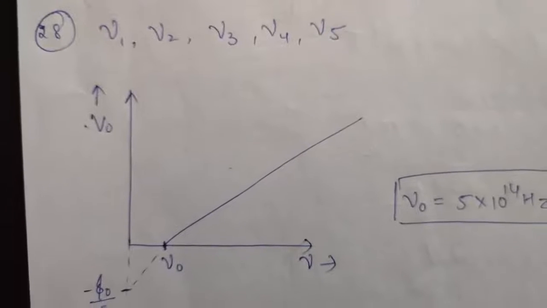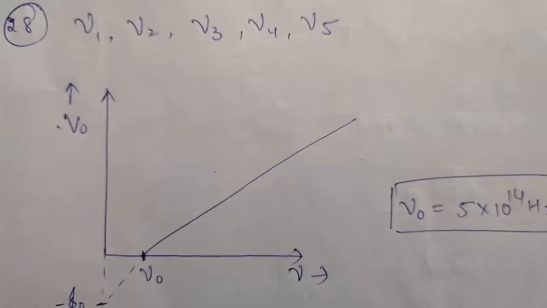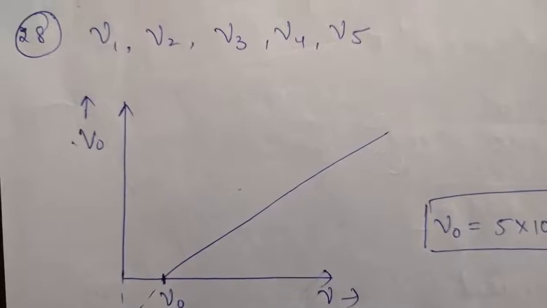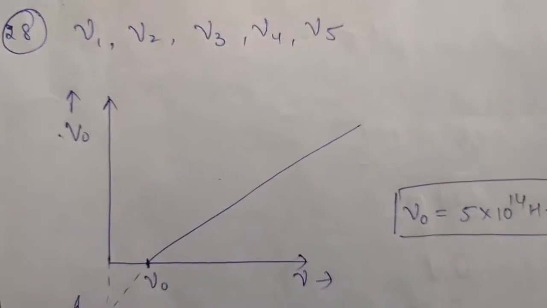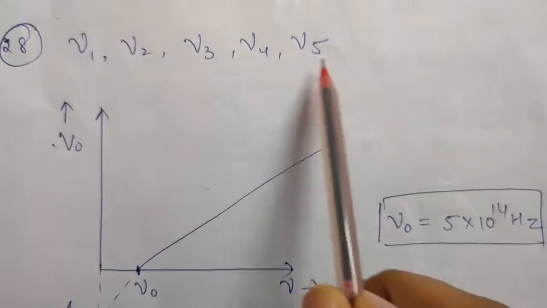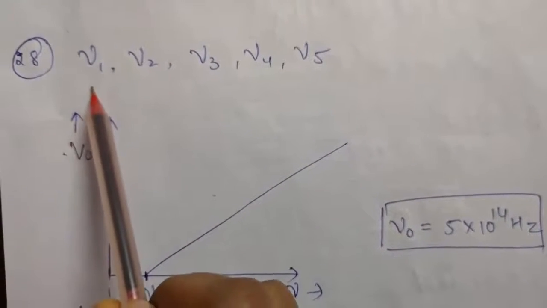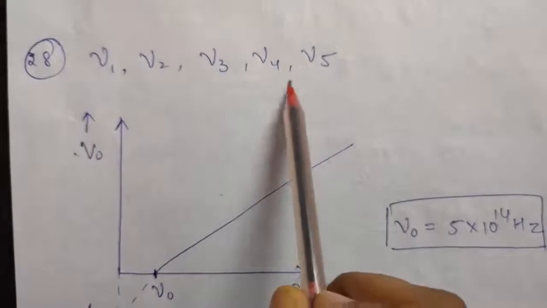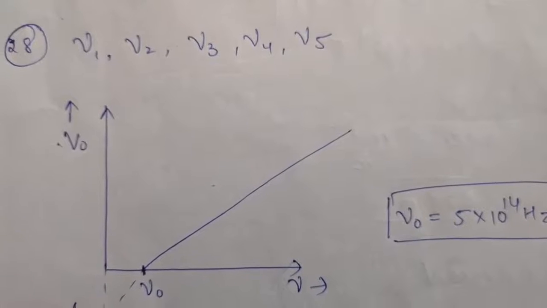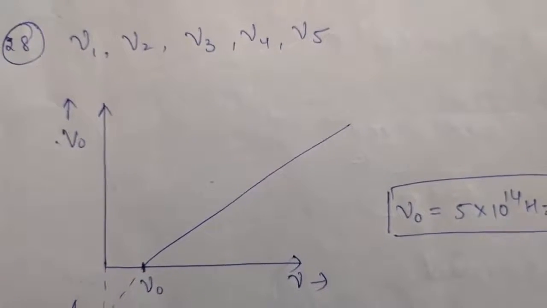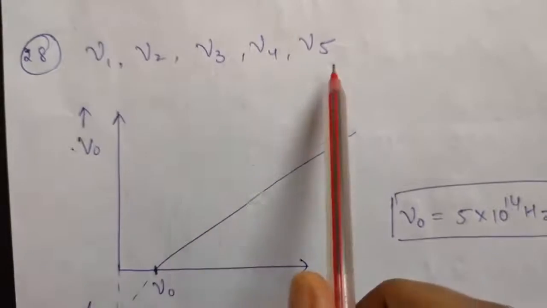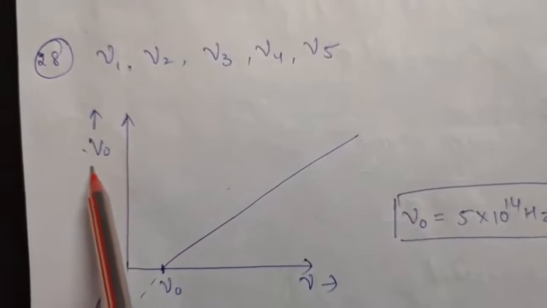Okay, so to calculate anything, first of all you are given stopping potential and wavelength. As you know, nu is c by lambda. So by the given values of wavelength, first of all calculate all the values of frequency. Okay, so you will get the values of nu1, nu2, nu3, nu4 and nu5 by using the formula nu equals c by lambda. Okay, after this step you will be plotting a graph between all these nu and the stopping potential that is given to you.